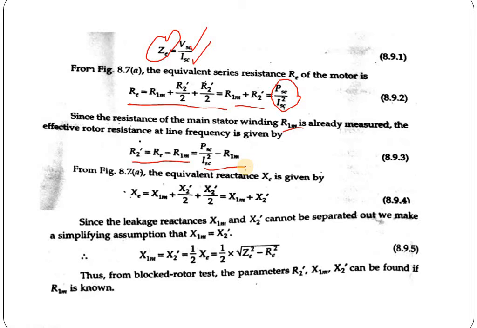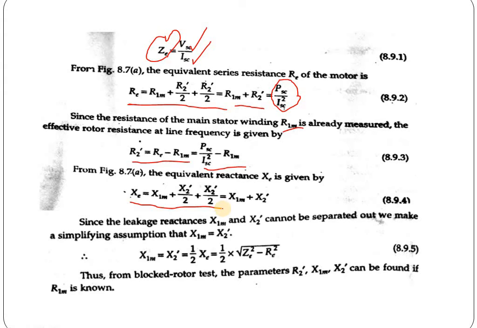Now from the figure we can again calculate the equivalent reactance XE, that is X1N plus X2 dash by 2 plus X2 dash by 2. That means ultimately the total equivalent reactance will be X1N plus X2 dash.